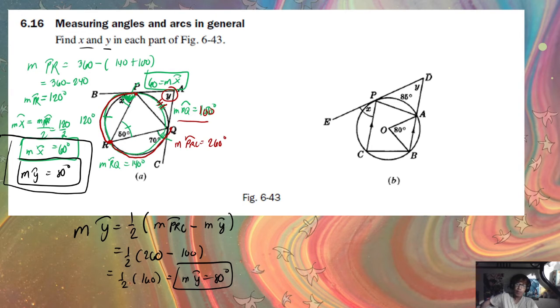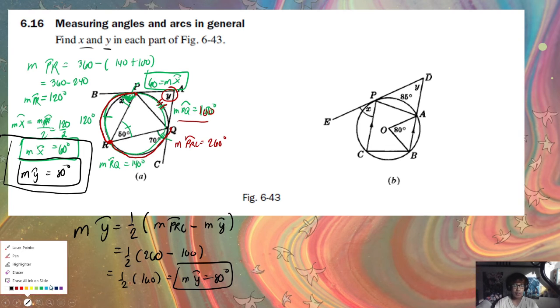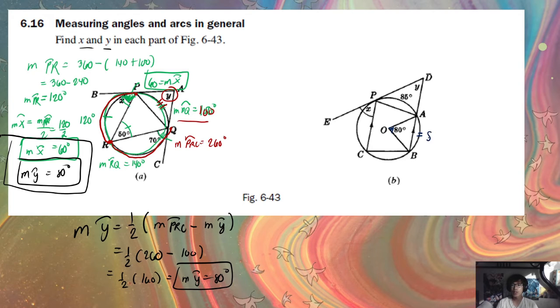Let's try the second problem. For the second problem, let's try to use a different color. Let's try blue. Okay, let's jump right ahead. Now, angle AOB is a central angle. If this is a central angle and we have here arc AB, or intercepted arc, therefore the measurement of this arc should be 80 degrees.